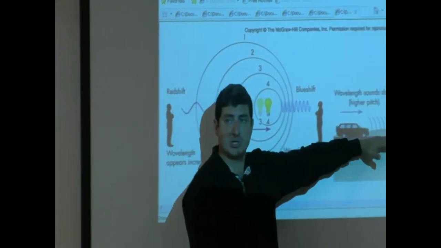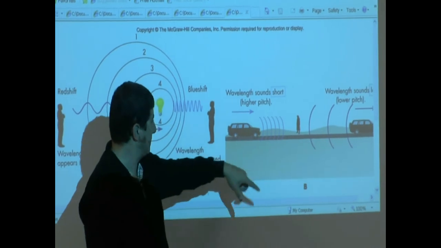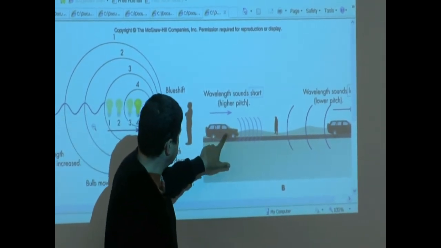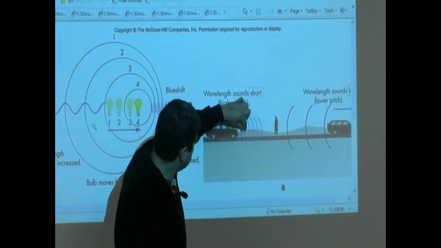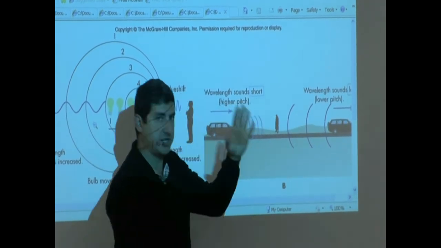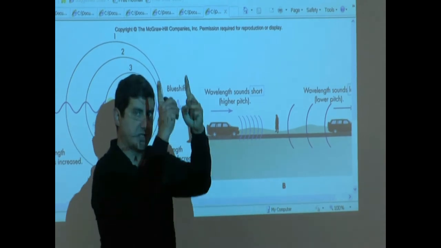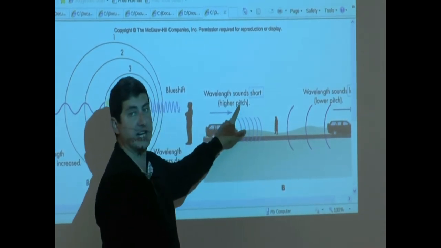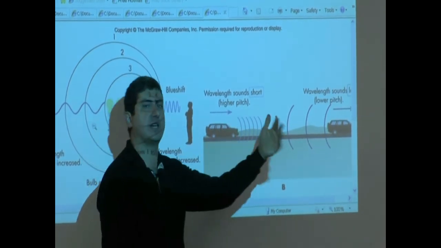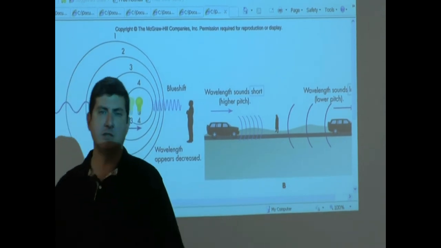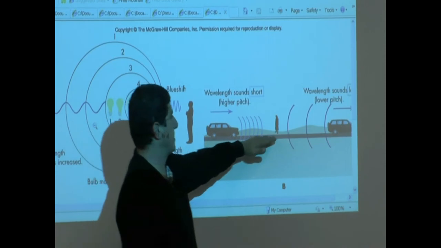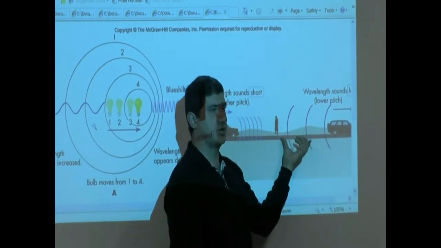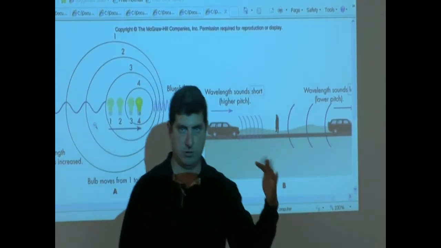This also happens with sound waves. When a source of a sound wave is coming toward you, the wavelength between the sound waves is shorter, the frequency is higher, so you hear a higher pitch. Like if they're playing music in the background, you hear it high as they're coming towards you. And then as they're going away from you, the wavelength is larger, so the pitch is lower.